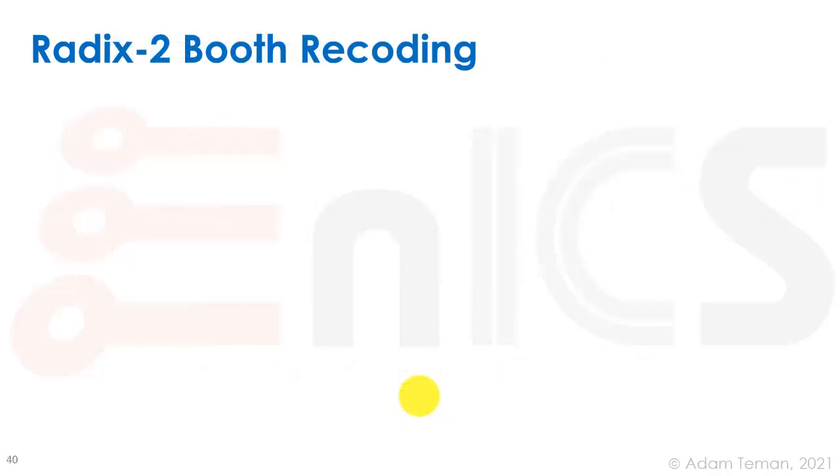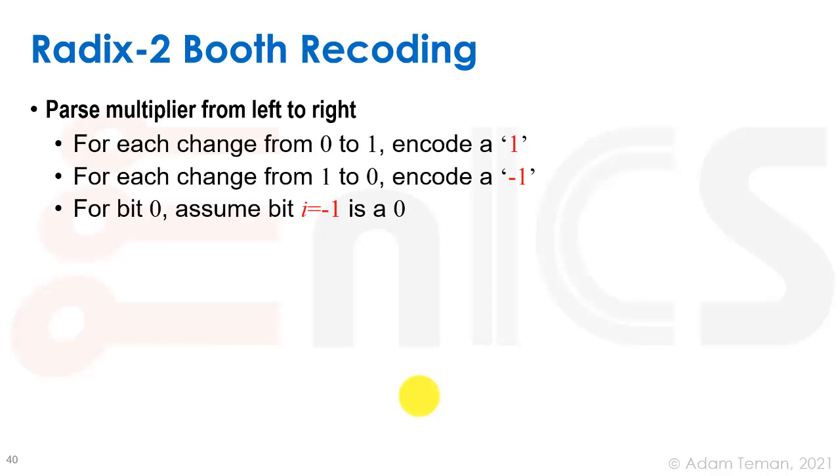Okay, so here's an algorithm that is called radix-2 Booth recoding that looks at every two bits and does exactly what I said. So we're going to parse the multiplier from the left to the right. For each change from 0 to 1, we're going to encode a 1. And for each change from 1 to 0, we're going to encode a minus 1. If we have no change, if it's 0 to 0 or 1 to 1, we're just going to put a 0. For bit 0, we're going to assume that there is a bit minus 1 that is a 0, and that will help us get our bit 0.